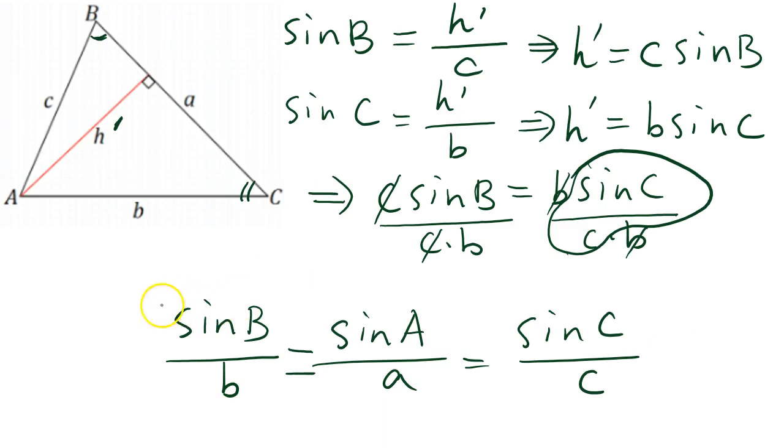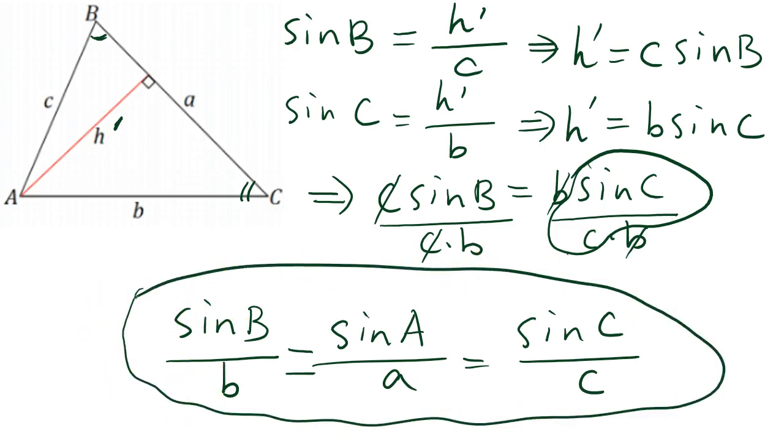So there we have it. This is the law of sines. Now usually we would write it in a different order. It would be sine A over A equals sine B over B equals sine C over C. But it's the same thing, and it's very useful.